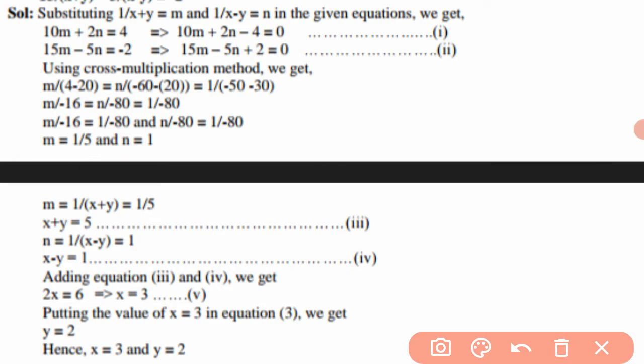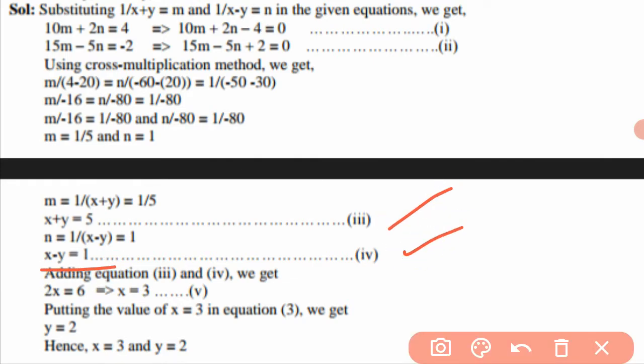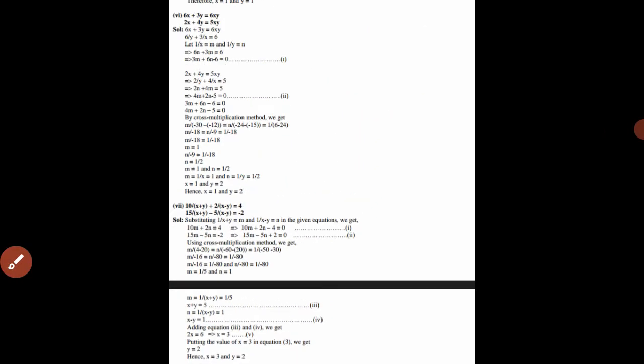Now here the value of m will be equal to 1 upon (x plus y), that is equal to 1 upon 5. Now again the equation will become x plus y equals 5. Now similarly the other equation will become x minus y equals 1. Now by solving equation number 3 and 4 by the elimination method, here y will be cancelled, so it will be 2x equals 6. So the value of x will be equal to 3. Similarly, by applying the value of x in equation number 3 or 4, we can find the value of y. So the value of y will be equal to 2. So we can say the value of x equals 3 and the value of y equals 2. Now similarly you can try the remaining parts also.